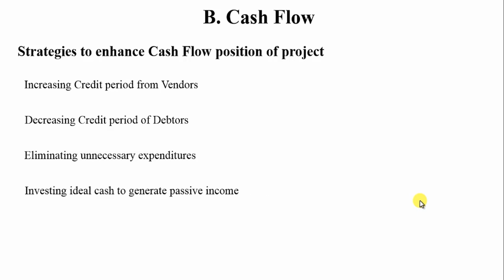Next is investing the idle cash to generate a passive income. As the guy said in the book The Richest Man in Babylon, never let your money sit idle. It should always be working for you 24 by 7. Whatever income you get from your cash flow, you keep on investing that, investing that, investing that. And that compounding of interest gives you multifold returns.